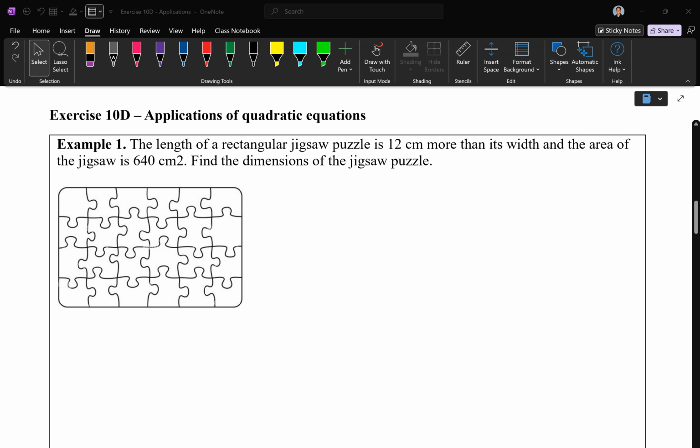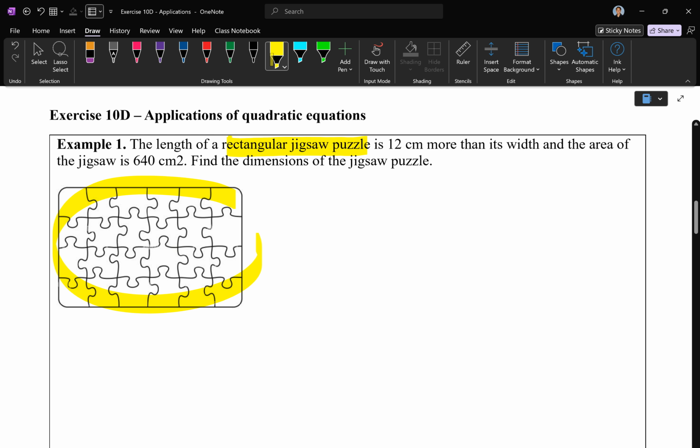All right, it's recording. Exercise 10D, applications, quadratic equations. In order to do this, again, you need to know how to factorize and solve. All they want you to do is to write the equation yourself this time. So here we go. You've got the length of a rectangular jigsaw puzzle.